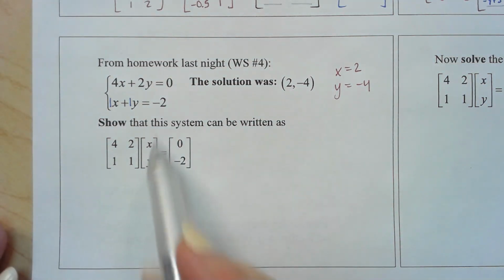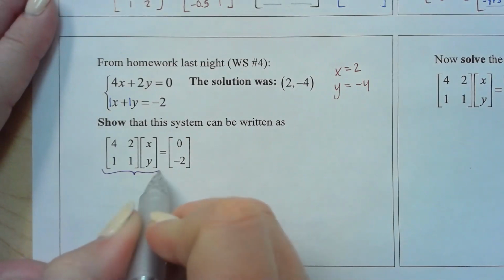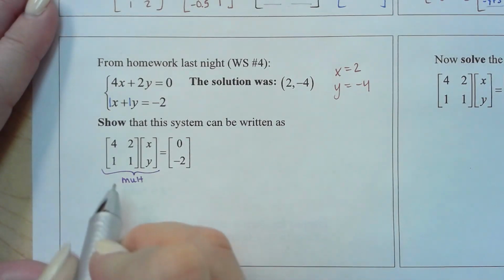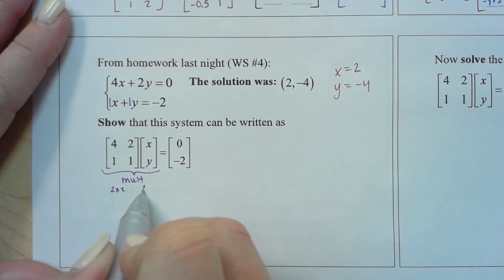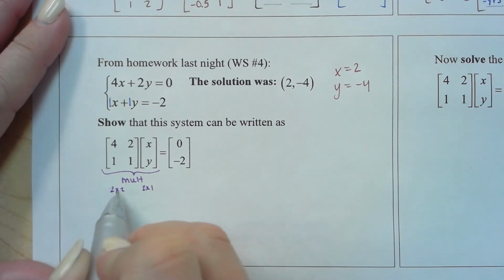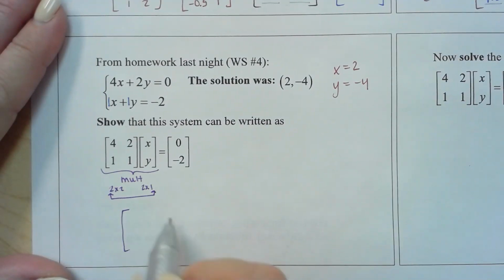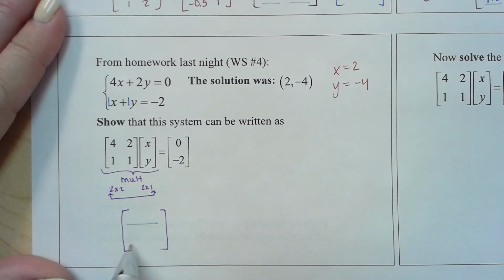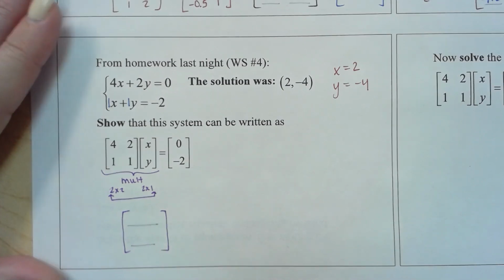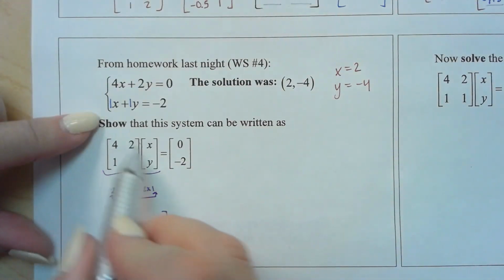Well, let's see that this actually is the same thing. Let's multiply these. Now, if I'm going to multiply a 2 by 2 by a 2 by 1, yes, I can multiply them, and I'm going to get a 2 by 1. Now it looks like I'm writing a 2 by 2, but just because I want that to be wide. All right, here we go.